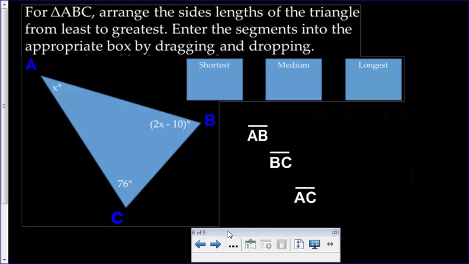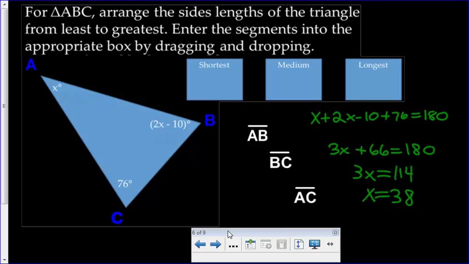Okay, so you should have done your work. We found out, doing our algebra, X is 38. Plug it back in, and we figure out that we've got our angles of 38 for angle A and 66 for angle B. So our shortest side, notice we've got all 3 of them this time, our shortest side is BC.